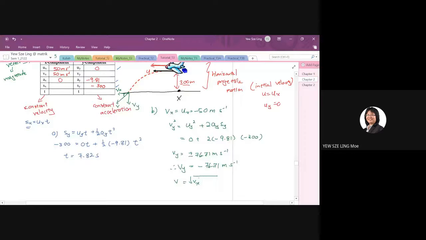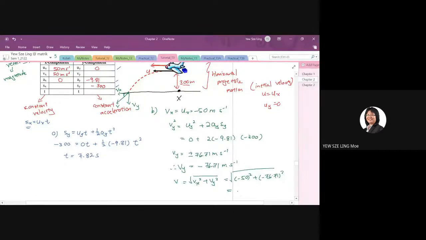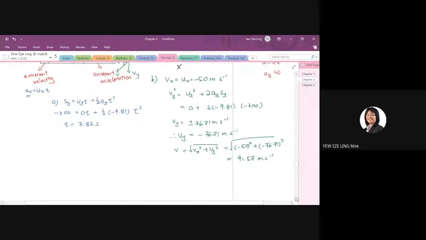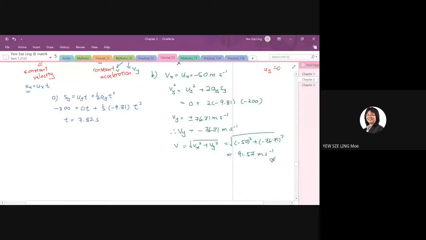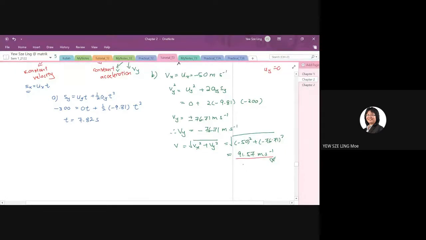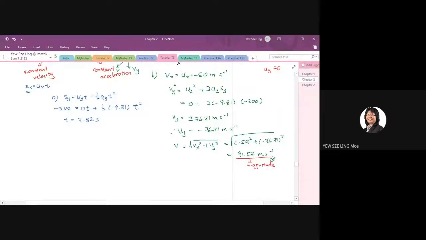So V resultant equals the square root of Vx squared plus Vy squared, which equals the square root of negative 50 squared plus negative 76.71 squared, which is then equal to 91.57 m/s. So this is the answer. But this is only the magnitude. When it comes to a vector, you need to determine the direction. Magnitude is a value without a negative sign.